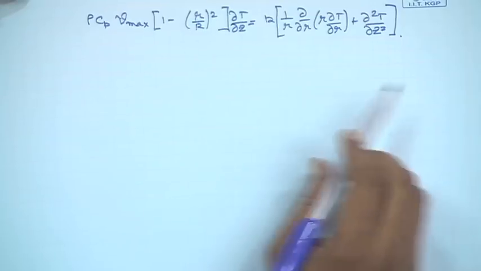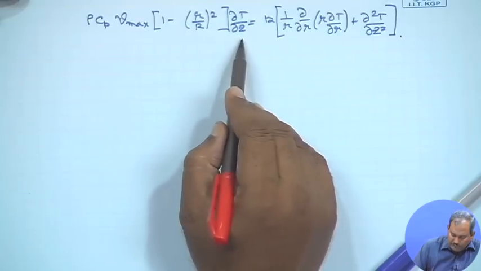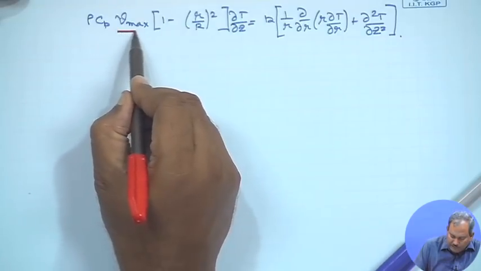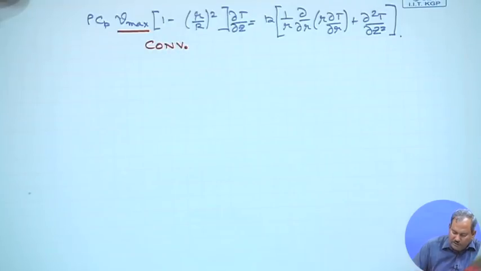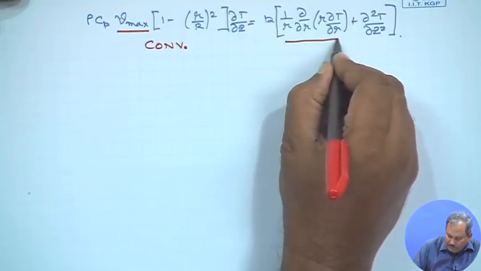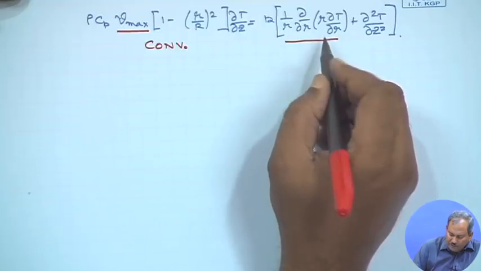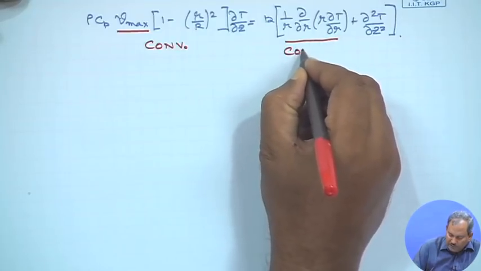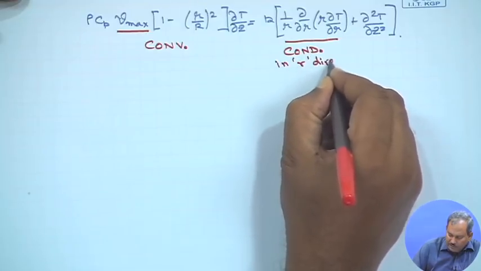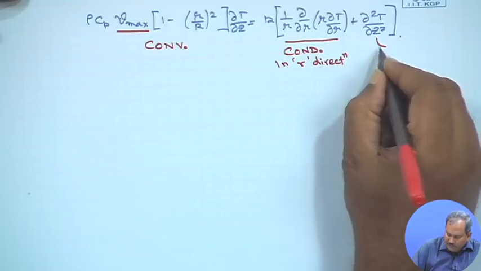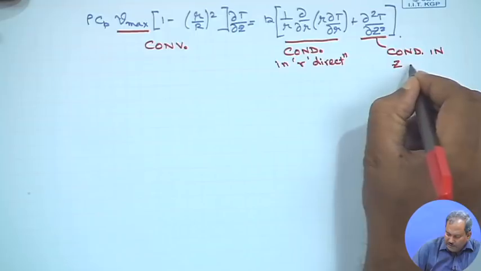If you consider the significance of each of these terms, the first term on the left hand side, since it contains the velocity, it must be taking into account convection. This and this, it has the thermal conductivity k in it, and it has been obtained by substituting Fourier's law. So, this is conduction in r direction, this is conduction in z direction.